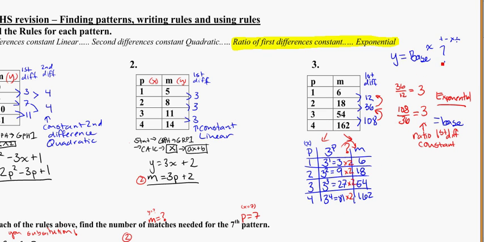So, going back up to write out my rule, I know this would be y is equal to 3 to the power of x, and we've found that we need a times by 2 to make the rule work. And then I'm going to put it into context like we've done for the other ones. y is m, x is p, and then times by 2. And that gets me my rule for the exponential.